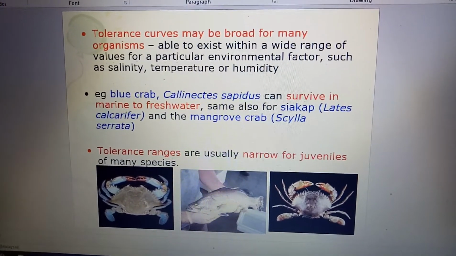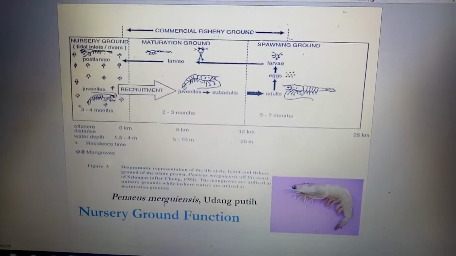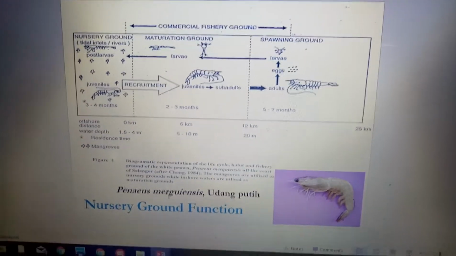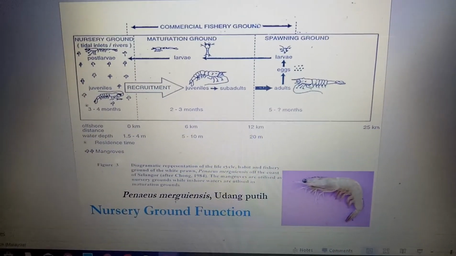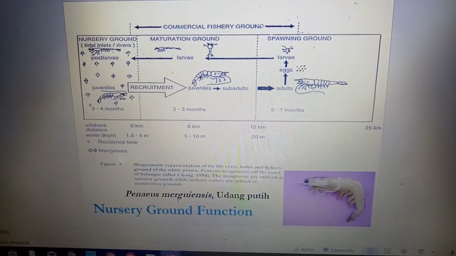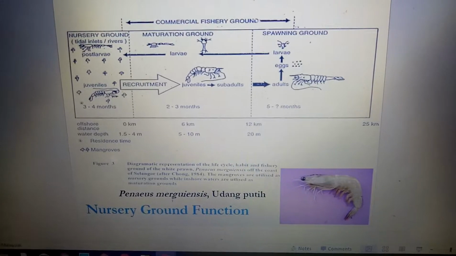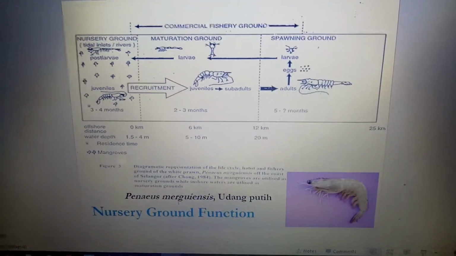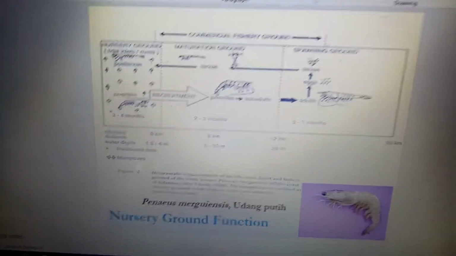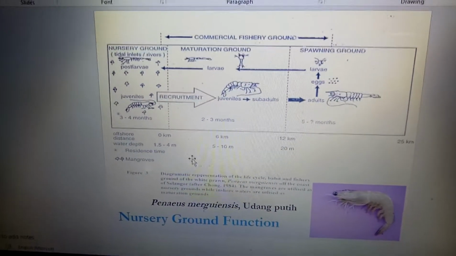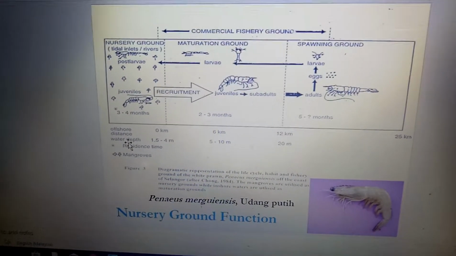Tolerance ranges are usually narrow for juveniles of many species. As you can see from here, this is about the nursery ground function for the udang putih. Please do remember this figure, it is very important. Please remember each step of this figure. We start from the left hand side. But before I proceed, please take note, it has very important components.